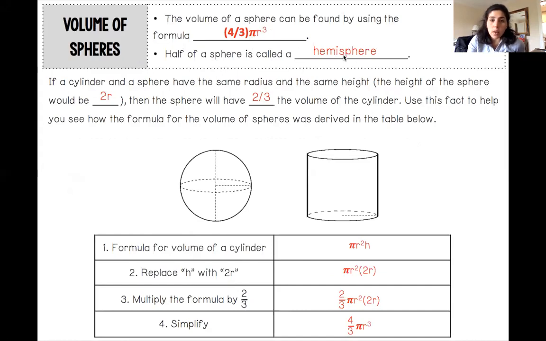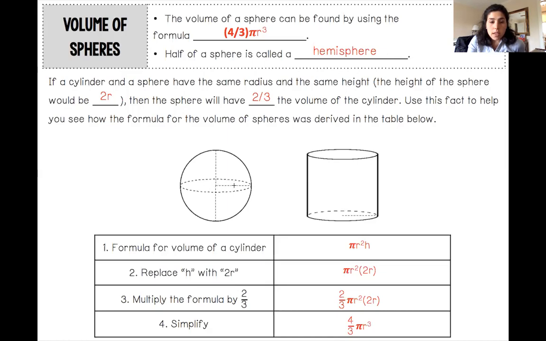Half of a sphere is called a hemisphere. So if you were to stick this sphere, which is like a perfect three-dimensional ball, inside of a cylinder, so if you were to place this sphere inside of the cylinder, the sphere would take up 2/3 of the cylinder if they have the same radius. So if the cylinder has a radius, for instance, of 2, then this would also have a radius of 2.